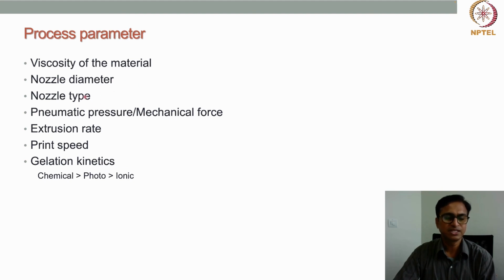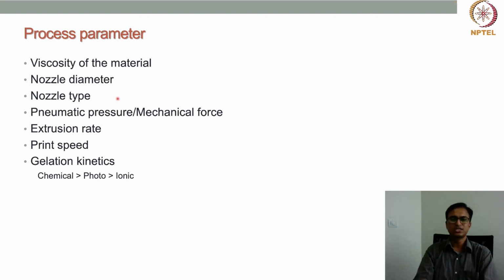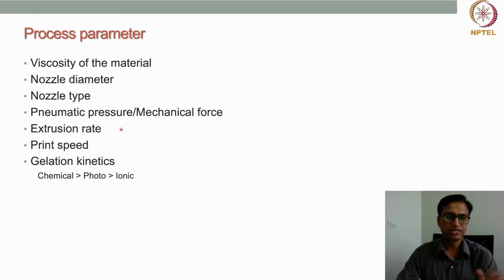Nozzle type is another thing. We can use either straight nozzles or tapered nozzles. It has been found that when we use a tapered nozzle, the shear stress is generated only at the tip of the nozzle. In the case of a straight nozzle, the shear stress is generated across the wall of the nozzle. So we can choose different types of nozzle based upon our requirement.